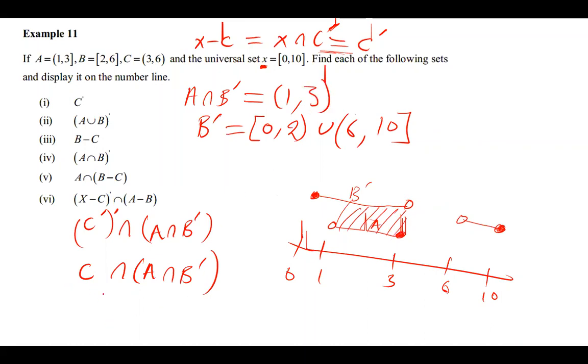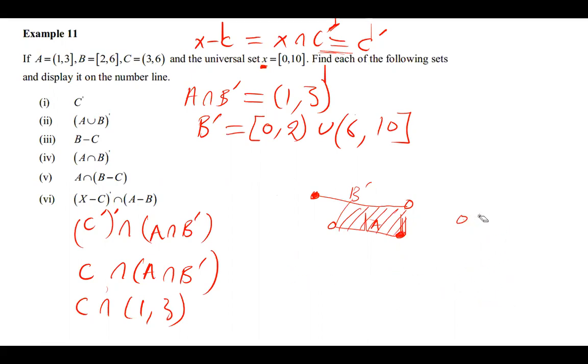So here now we're finding C intersection. The answer that we've gotten here is simply just 1, comma 3. That is the answer that we've gotten. Okay. So from there, we can now find our answer. So we now find C intersection 1, comma 3.